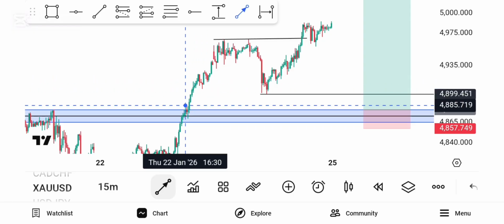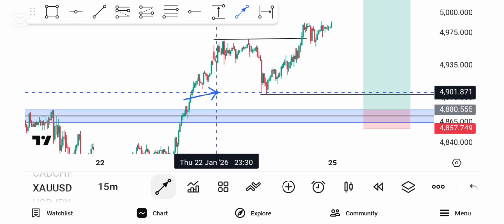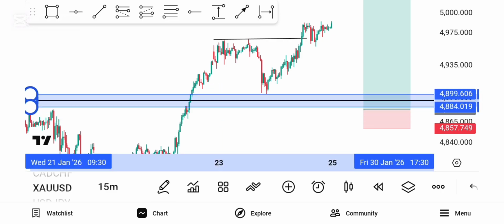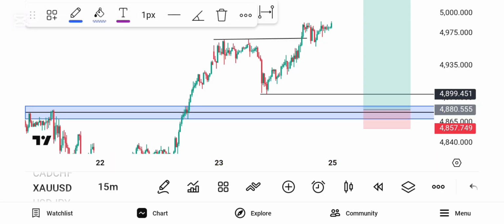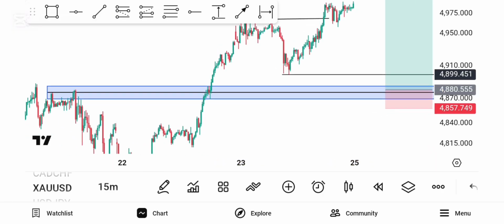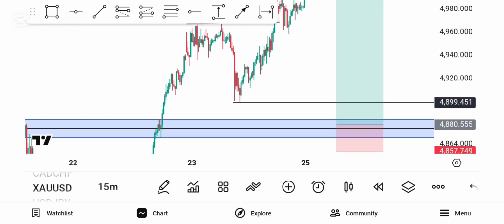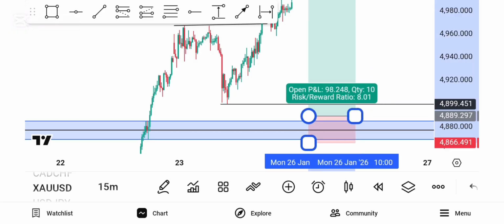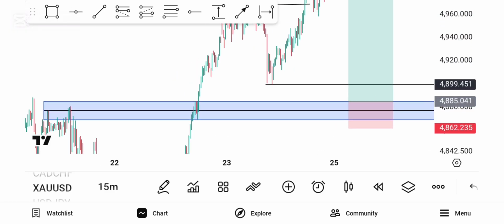This is what I'm expecting it to do. I'm expecting it to come to this red candle here. This is the red candle I'm expecting it to come to. So once it comes to this red candle, then boom, we move it to the upside. But I'll first of all expect it to take out this liquidity. After taking out this liquidity, then we take it to the upside.